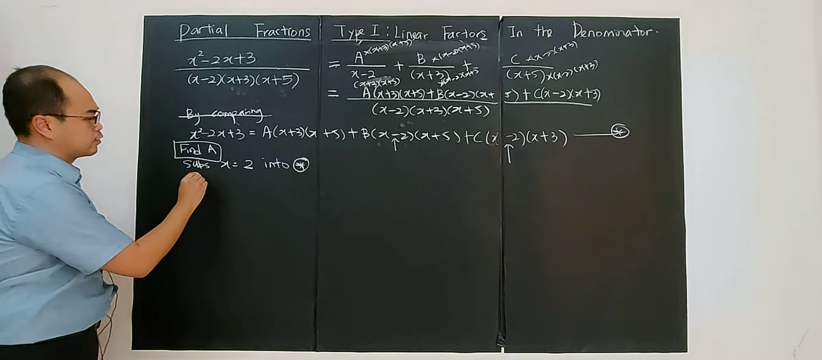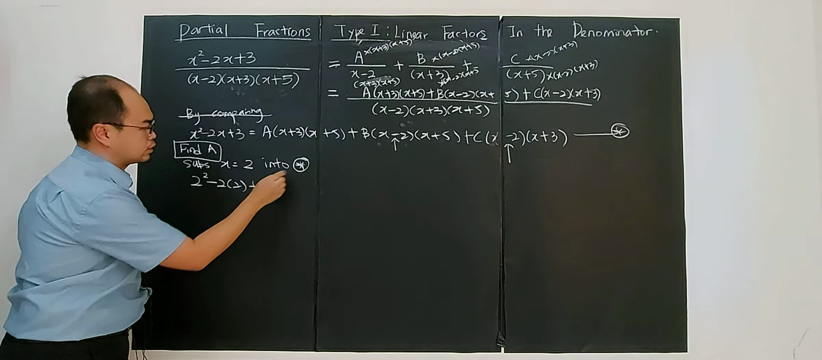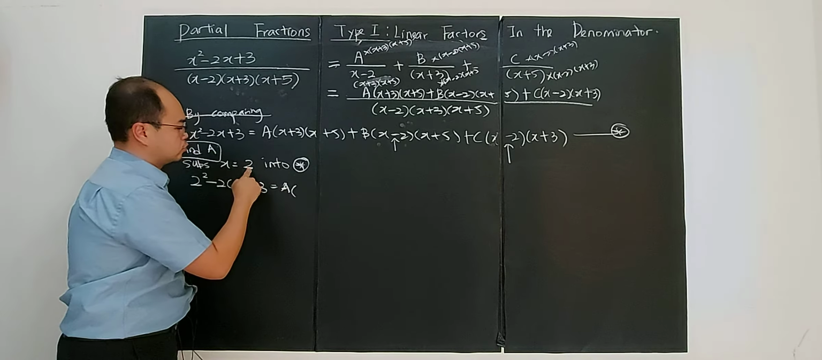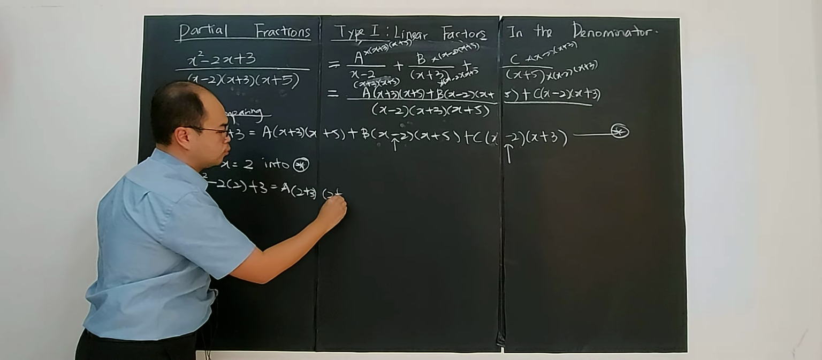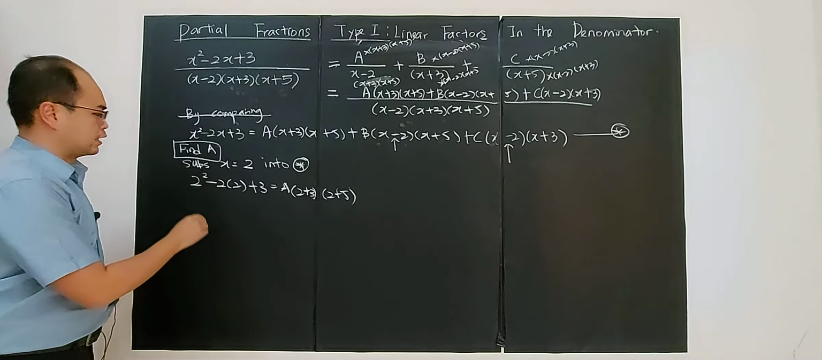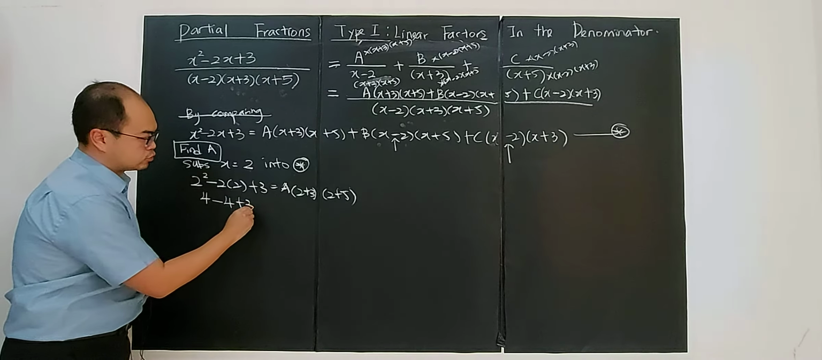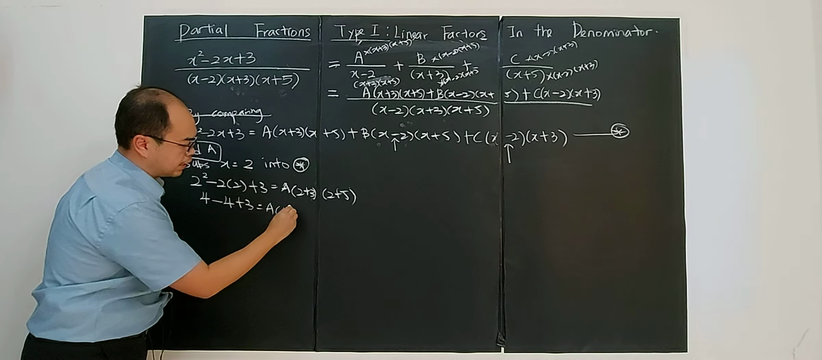So you substitute, then you have 2 to the power of 2 minus 2 times 2 plus 3 on the left hand side, and on the right hand side A times 2 plus 3 and 2 plus 5. If you calculate here, you have 4 minus 4 plus 3 equals A times 2 plus 3, which is 5.